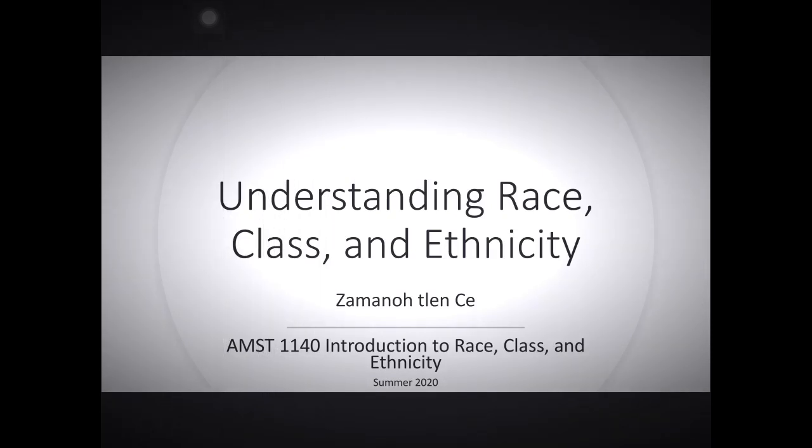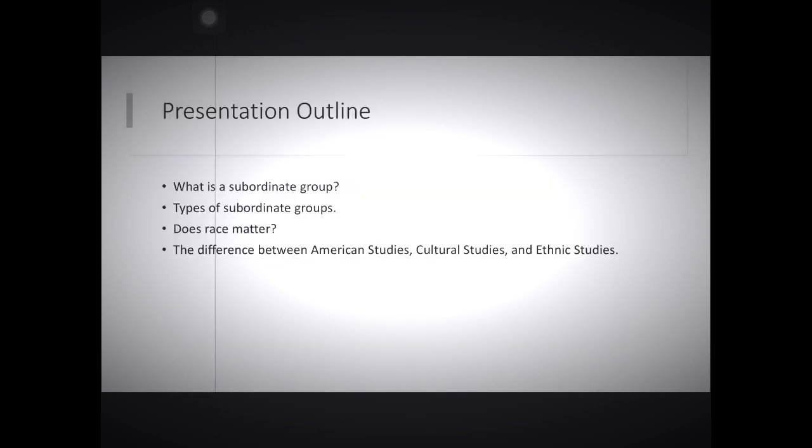So first we're going to take a sociological perspective and understand the concepts of race, class, and ethnicity. And then what I want to do is get us to a place where we're going to challenge these social constructs. Okay, so the presentation outline. We're going to look at what is a subordinate group, the different types of subordinate groups. And then we're going to ask the question, does race matter? After we do all that, we're going to look at the difference between American studies, cultural studies, and ethnic studies.